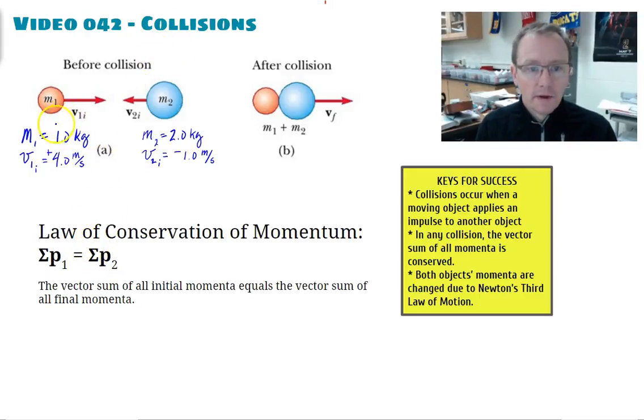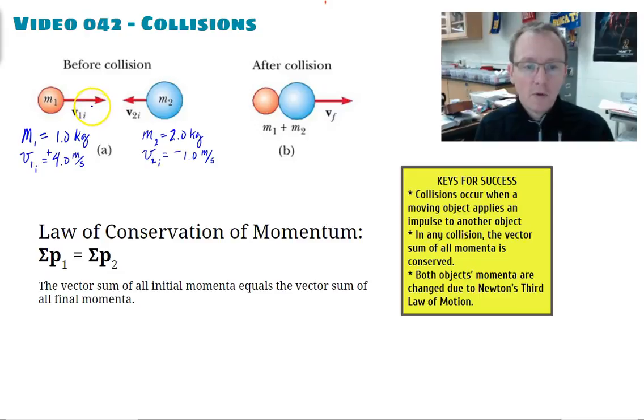Okay, so we have this situation where we have a mass 1, which is 1 kilogram, which happens to be moving to the right at 4 meters per second. I've indicated that it's moving to the right by a positive right there. I've decided that right is positive, as most people do. And in the picture here, it's shown as a vector.